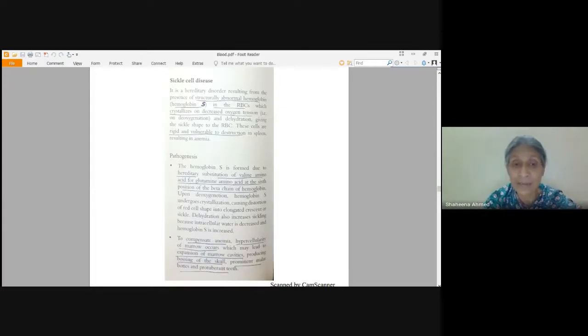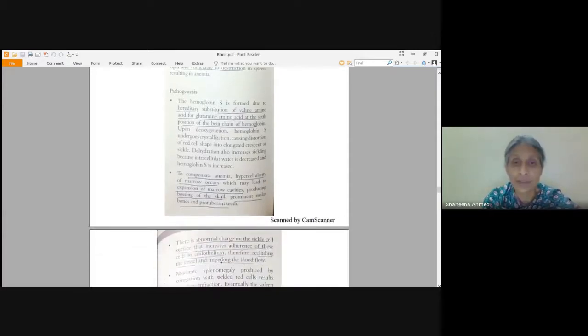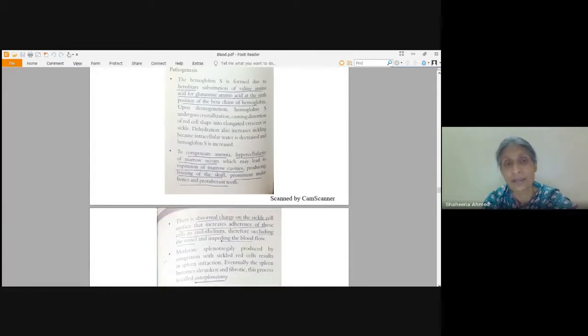So these cells become rigid, and when they try to pass through the splenic cords, they are easily broken up, they are easily lysed. Now if you look at the pathogenesis, again what we discussed, it is a hereditary disease, and in this there is substitution of the valine amino acid for glutamine amino acid in the sixth position of the beta chain of the hemoglobin. Now, whenever the oxygen tension decreases, hemoglobin S crystallizes and its shape distorts, it becomes abnormal, and it acquires the shape of a sickle.